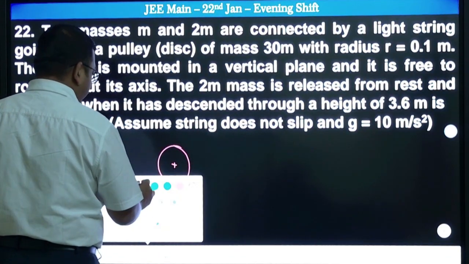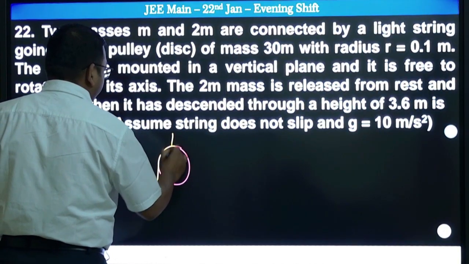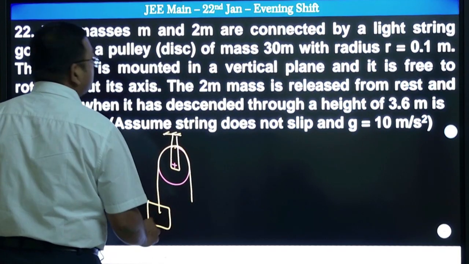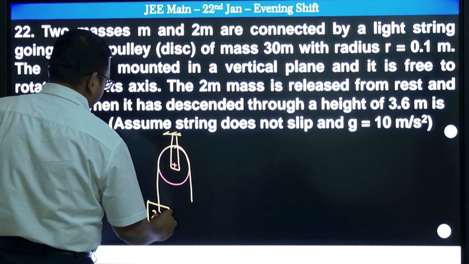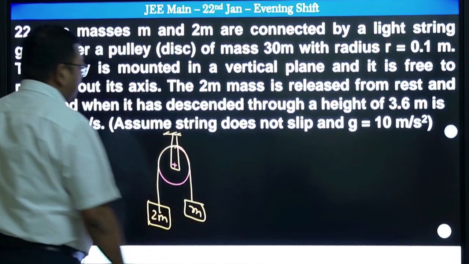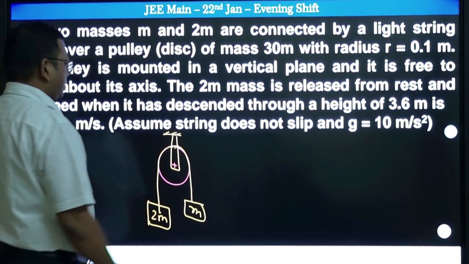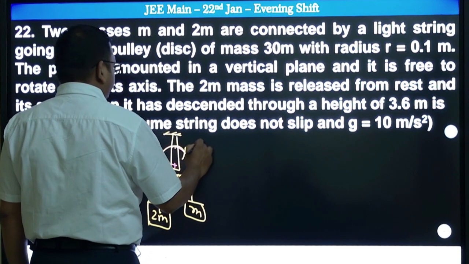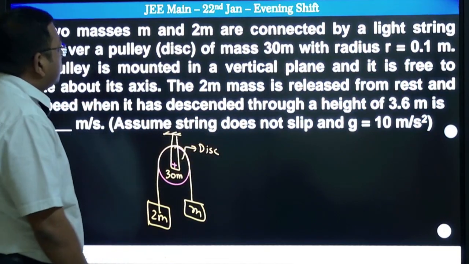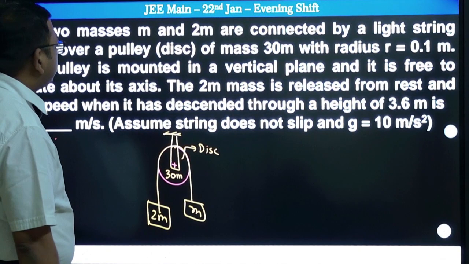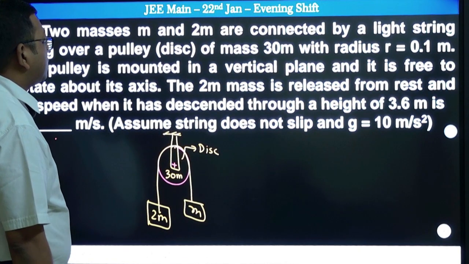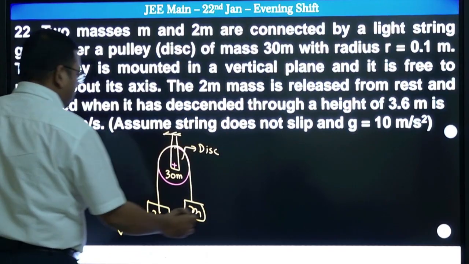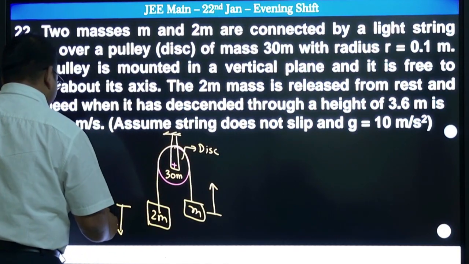This pulley is like a disk, right? And it is fixed somewhere, the vertical plane. And this string, one mass is 2m, another mass is m, right? And the pulley mass is how much? 30m. Pulley mass they have given as 30m. And pulley is like a disk. Okay, so these things are given. They are saying that when it has descended, 2m is released. So this of course will be going downward from this height. It will be going upward. Okay, so it has gone to some height.